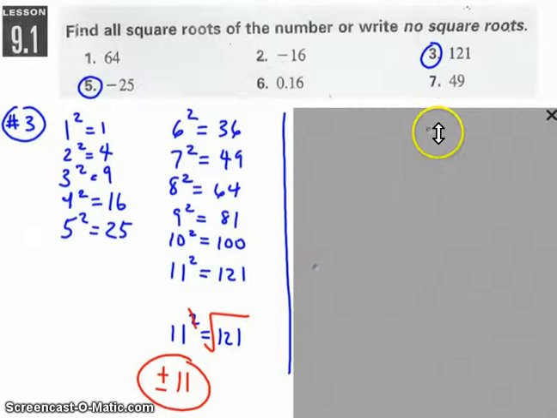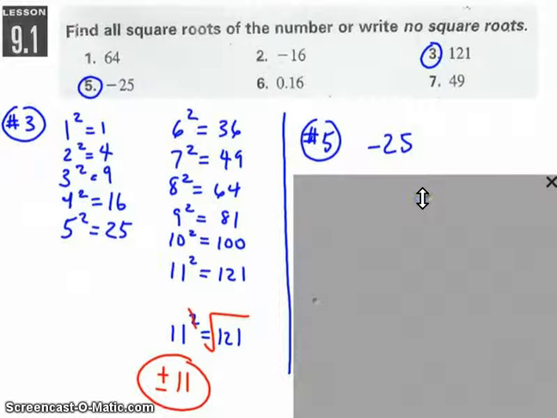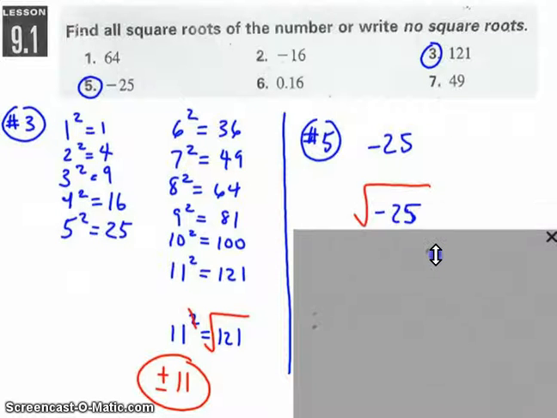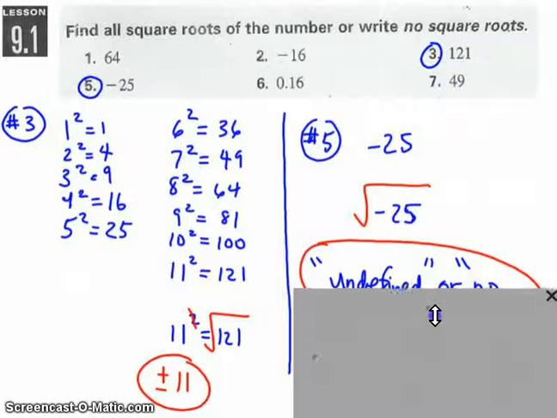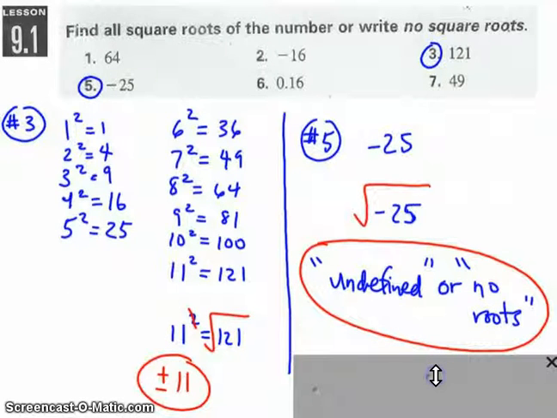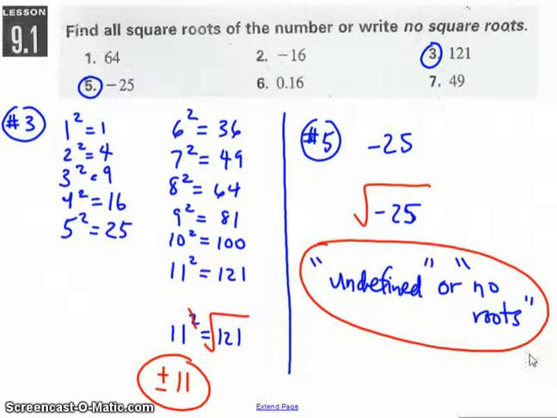Bear with me. And so, question 5. You're given negative 25. You're supposed to find the square root. That means you're taking the square root of negative 25. But we've talked in class, you cannot take the square root of a negative number. So the answer, I don't care whether you call it undefined or no roots, but you have to give me an answer like that. You cannot tell me something like 5 or negative 5.